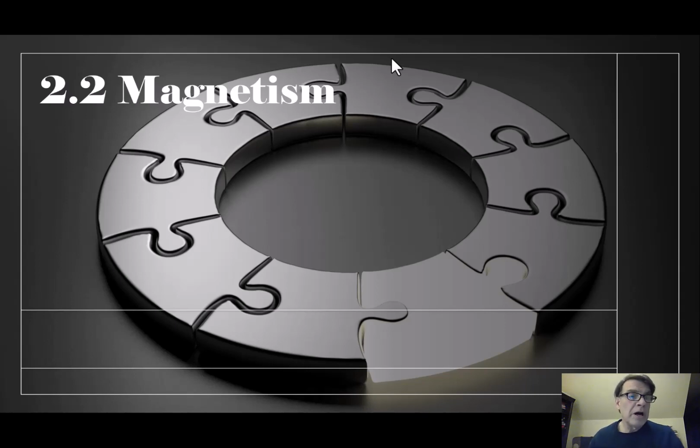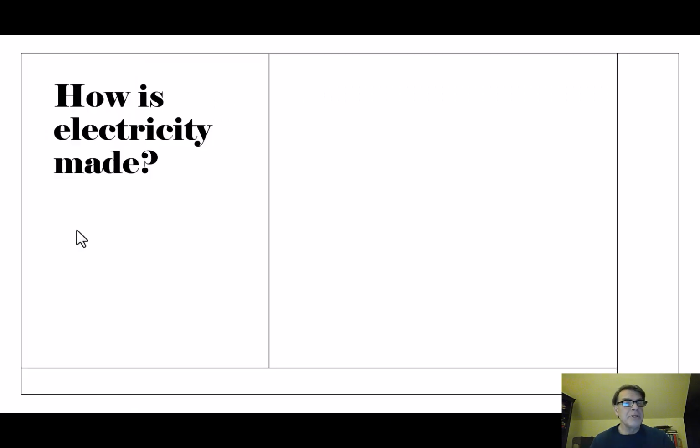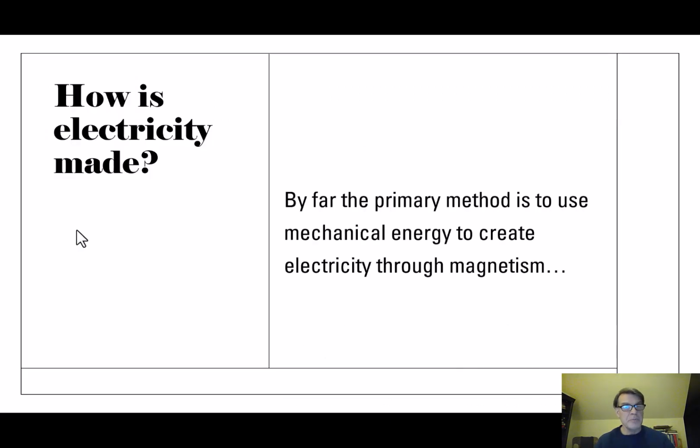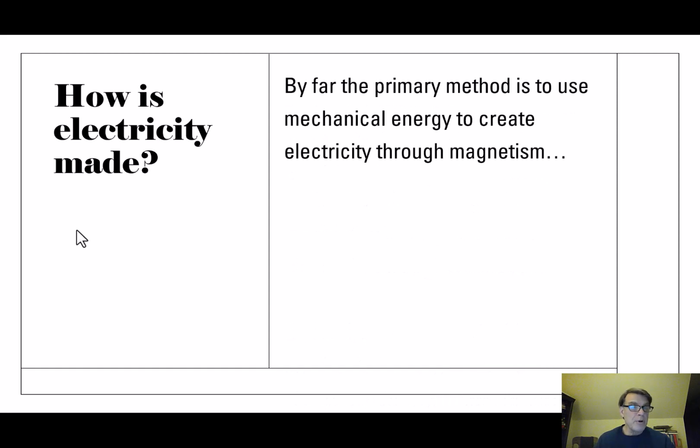We continue our journey through electricity with a brief detour into magnetism, which is not really a detour. So we are in Module 2, which is on voltage. And what we're going to talk about in this video is the nature of magnetism. Why, you ask? Because when we ask how electricity is made, by far the primary method that societies use to generate electricity is by using magnetism, a magnetic field that can be created by mechanical energy. Well, what does that mean?